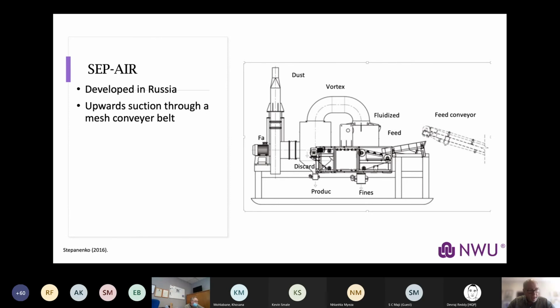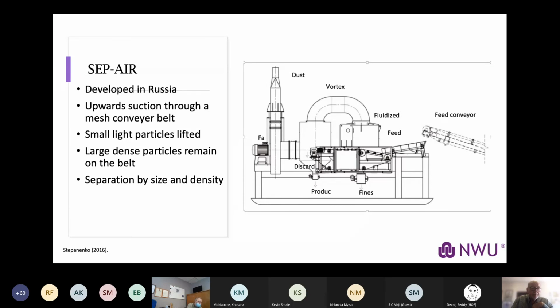The Coltech report is out with the permission of the hosting companies, but I haven't had the chance to work that data in here. So it's an upward flow. So the small light particles are lifted first and the heavy ones stay behind, like that. It's just, again, important to note that it separates by size and density.